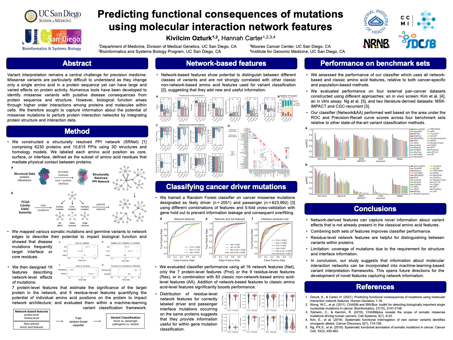Our classifier, named here Network NAA, performed well based on the area under the ROC and precision recall curve scores across 4 benchmark sets relative to other state-of-the-art variant classification methods. So in conclusion, we show that network-derived features can capture novel information about variant effects that is not already present in the classical amino acid features, that combining both sets of features improves classifier performance, and residue-level network features are helpful for distinguishing between variants within proteins.